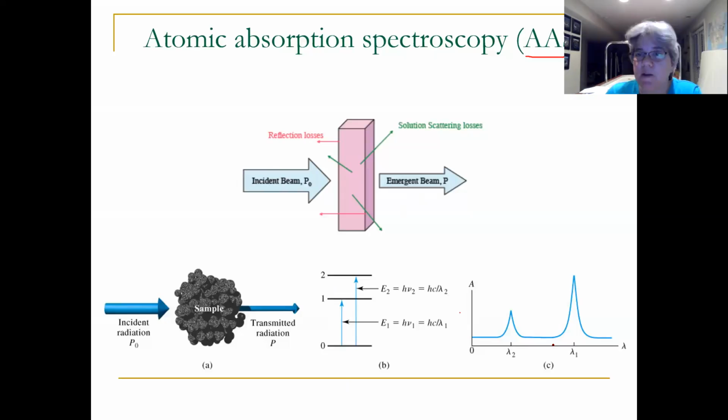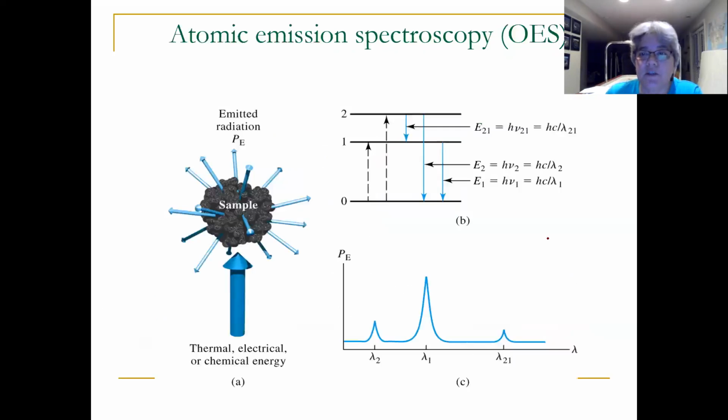Okay, and that's what we're going to measure. We can do the same thing with emission, atomic emission spectroscopy. Now, you may think that this should be AES, and it used to be AES, but now it's called optical emission spectroscopy because AES is used for another method. So OES, optical emission spectroscopy, is what we use here.